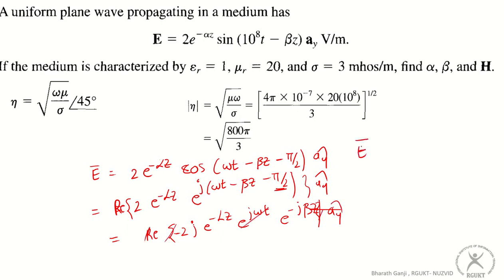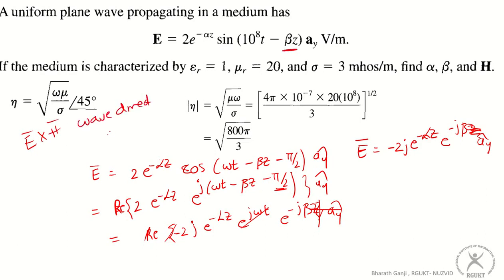The phasor form of electric field is minus 2 times j e power minus alpha z e power minus j beta z ay cap. So this is your phasor form for electric field. Once you have the phasor form for electric field, you need to calculate the magnetic field. A simple way to calculate magnetic field is, of course, you know that E cross H should be the wave direction.